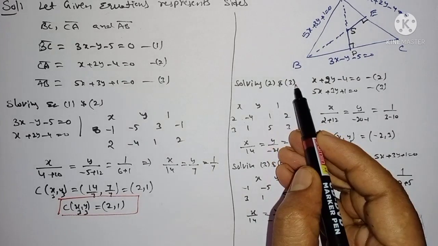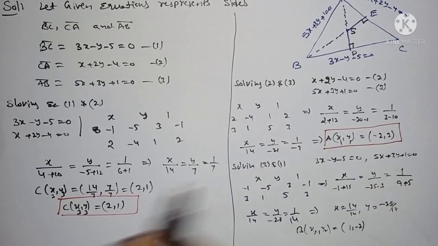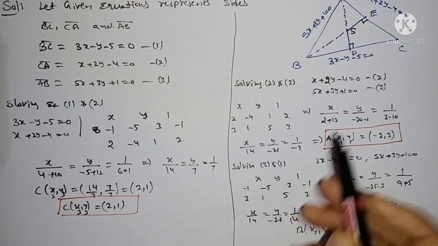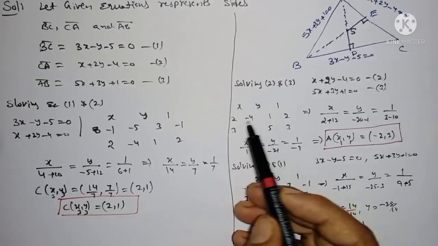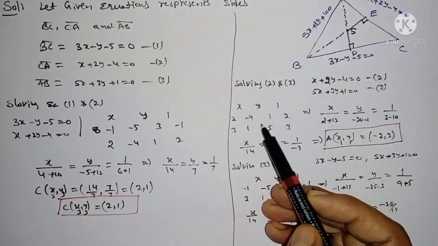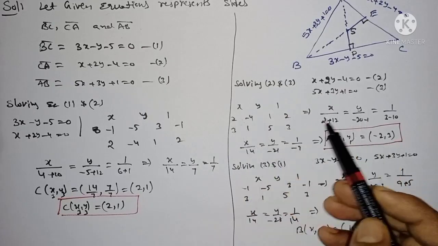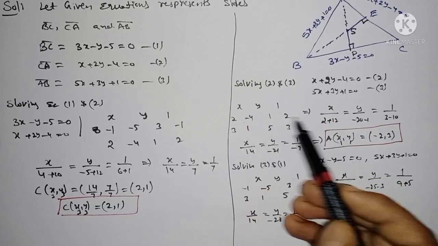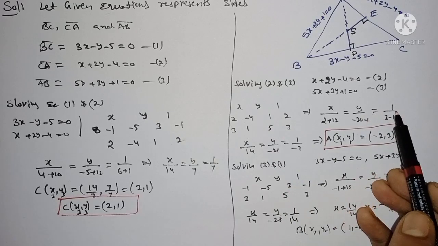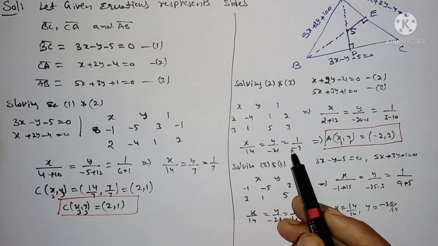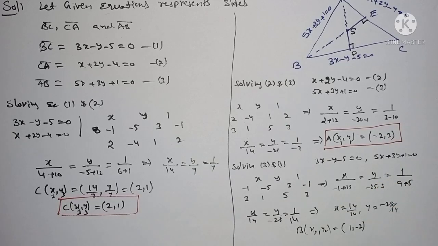Similarly, your C value is 2 comma 1. I am solving here 2 and 3. You get the A value is minus 2 comma 3. Once again I am explaining. Take the 2 and 3 equations, x, y, 1 constant, take the coefficients of 2, minus 4, 1, 2, and 3, 1, 5, 3. Cross multiplication, you can do x by 2 minus 12, y by minus 20 minus 1, 1 by 3 minus 10. Therefore, you can simplify, you get the answer minus 2 comma 3 is the A vertex.